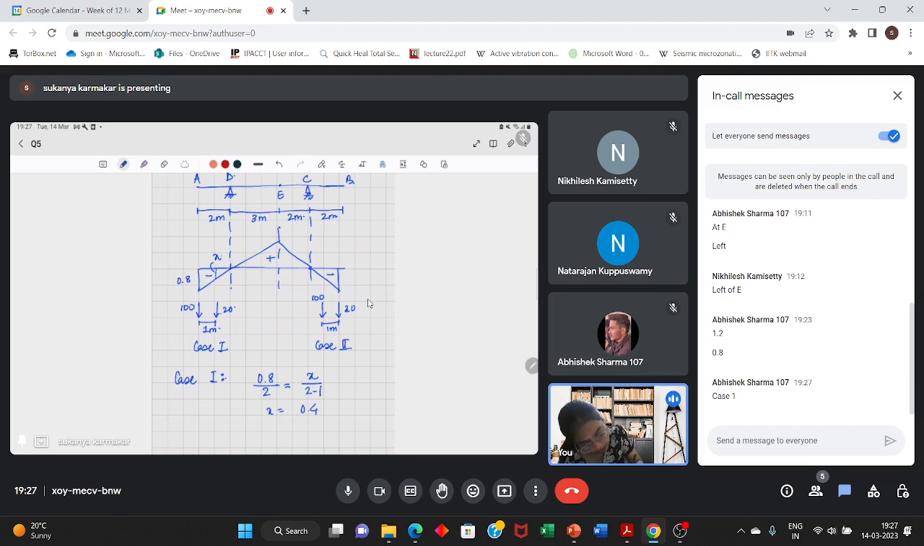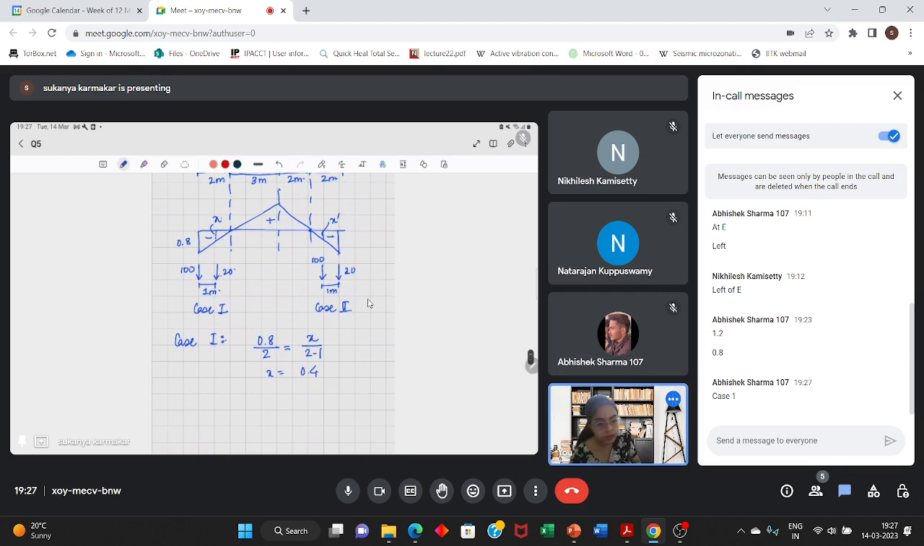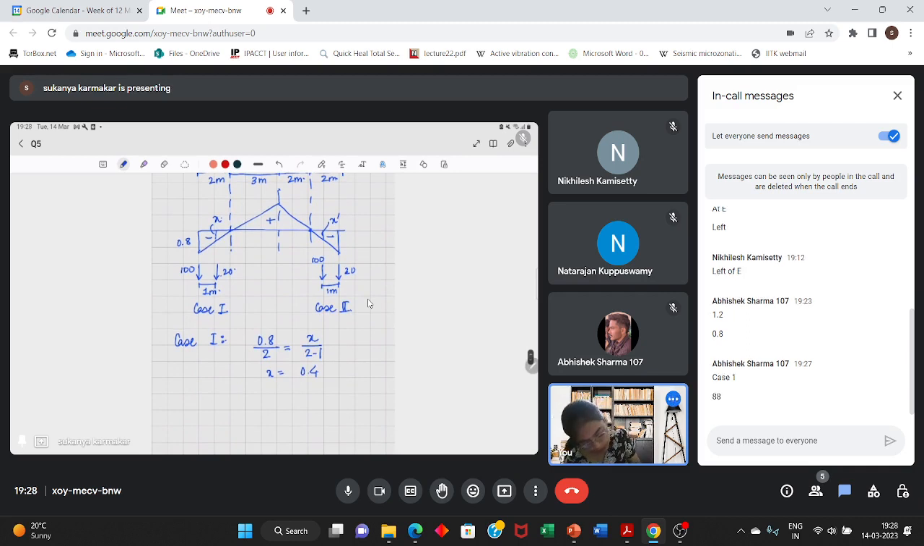And again here, let this be x dash. I'll calculate that afterwards. So bending moment here: where there is 100 kilonewton, the ordinate is 0.8, and when the load is 20, the ordinate is 0.4. So what is the total value? It is 88 kilonewton meter.